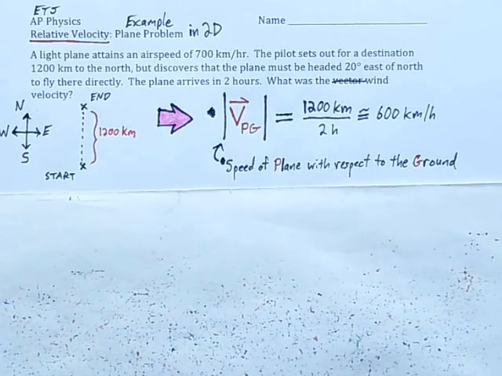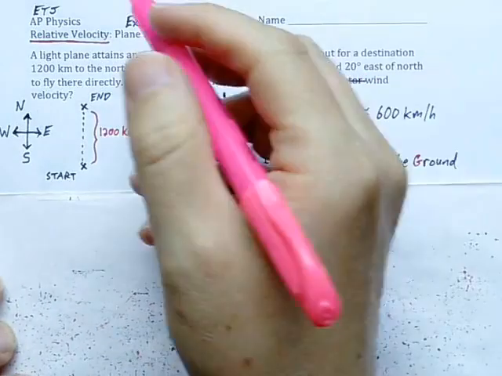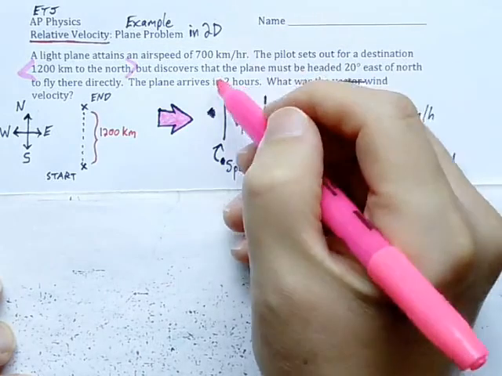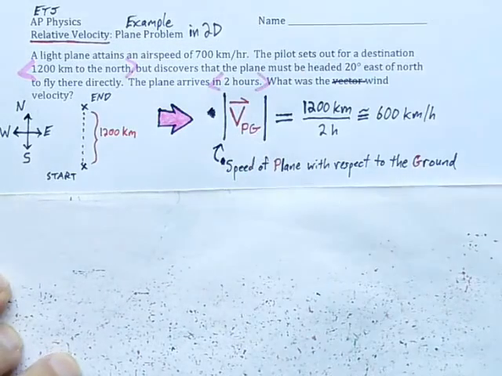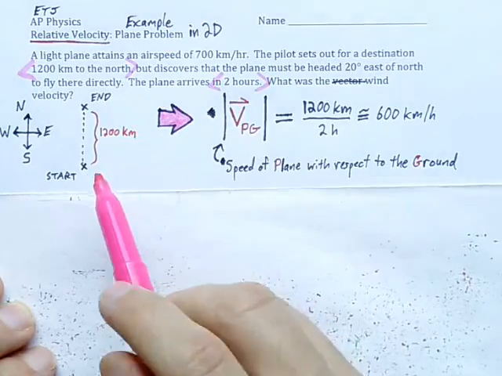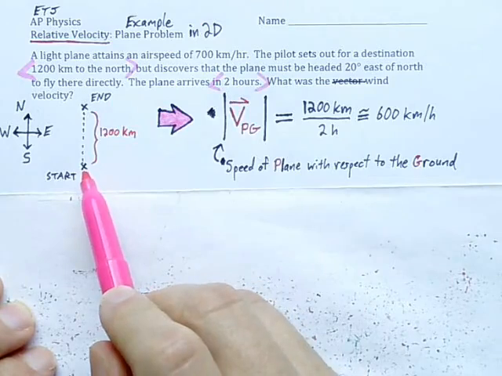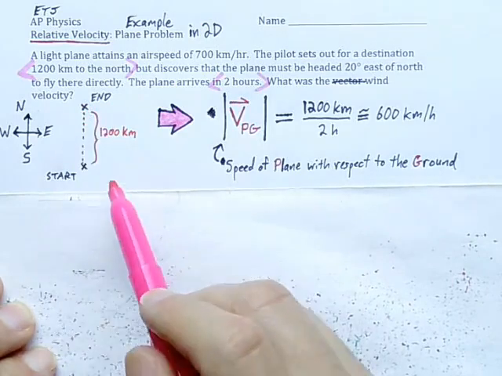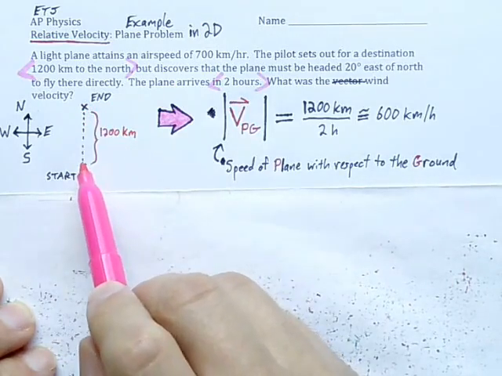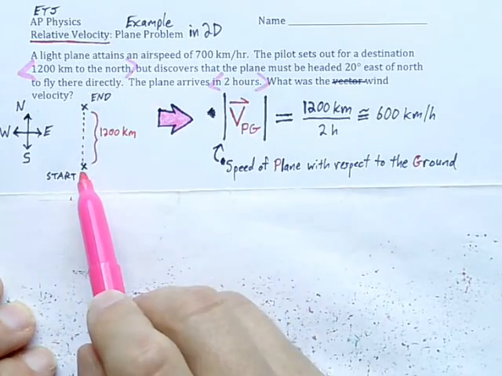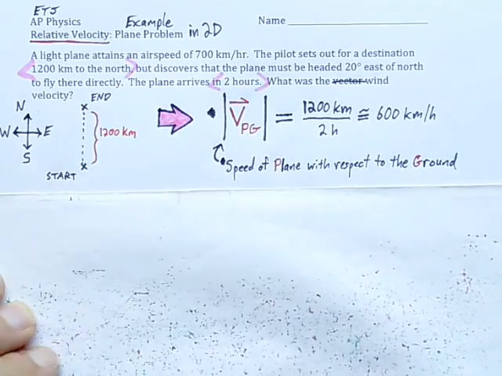The first bit I'd like to pick out is this information about our destination being 1,200 kilometers to the north and it taking 2 hours to get there. So here's a little compass. North is that direction. Let's say we start here and our destination is understood to be due north 1,200 kilometers away. Okay, so this is the actual path of the plane over the ground. We want it to fly there directly, so it's going due north and ends up right at its destination.